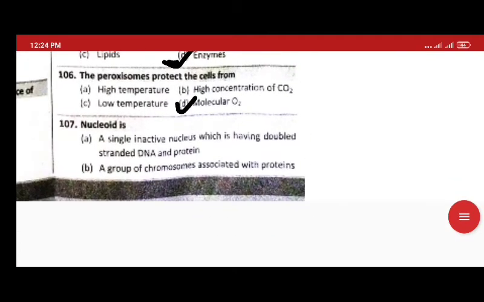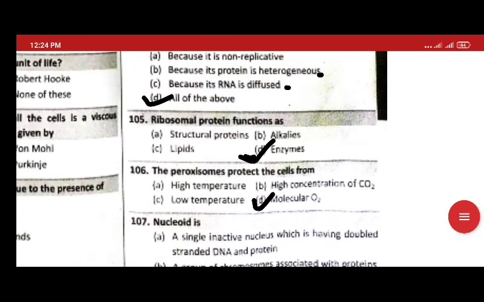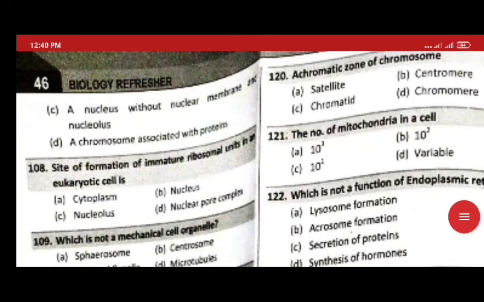Now nucleoids. The nucleoids option is not given. We will continue in next class. In the last lecture we covered nucleoids. So nucleoids are without what? Nuclear membrane, that is option C, right for 107.